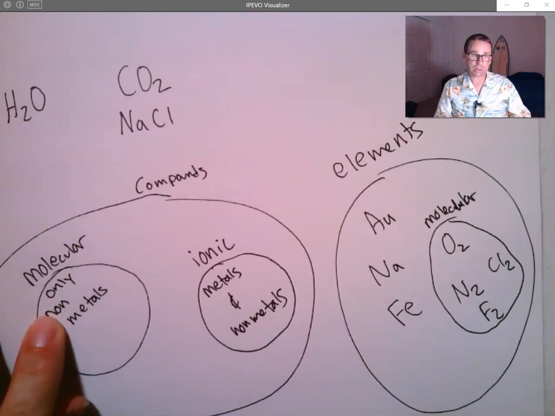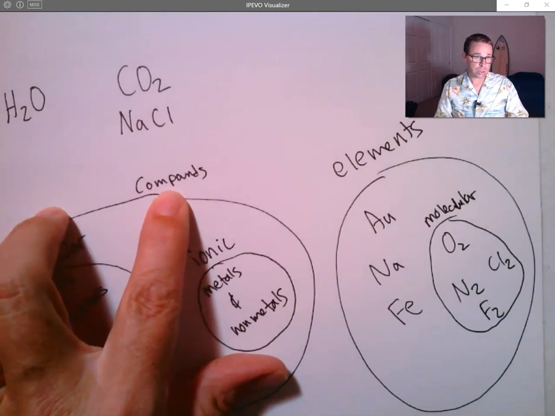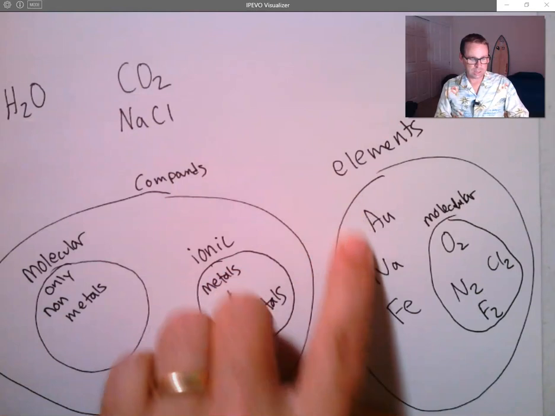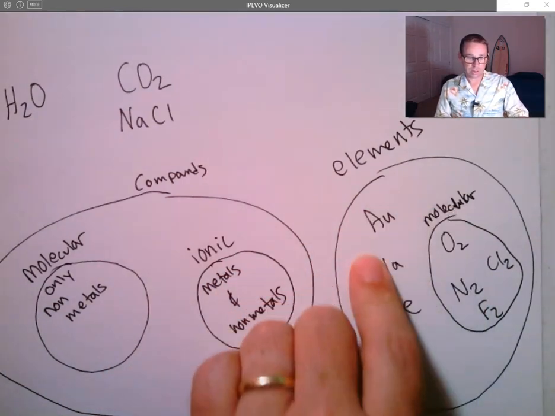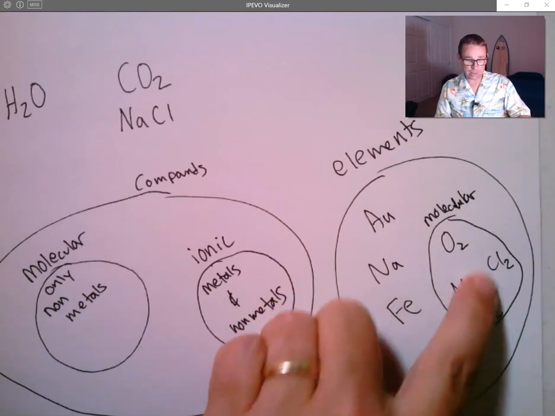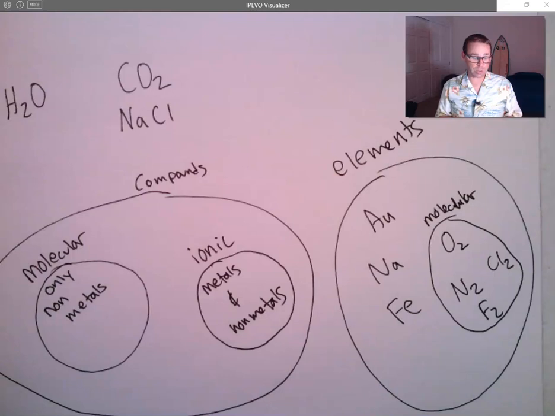So these compounds are molecular, but they're compounds, so they're made up of more than one kind of element. These elements here are only made up of single elements, but they might go around in little packets, like molecular packets, so we could say they're molecular as well. Okay?